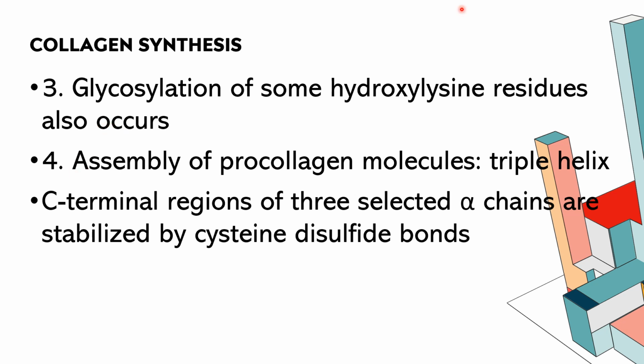Then you have the assembly of procollagen molecules into a triple helix. The carboxy terminal regions of your three selected alpha chains are stabilized by cysteine disulfide bonds. Once the selected alpha chains are stabilized by cysteine disulfide bonds, these will align the three polypeptides and facilitate their central domains folding as a triple helix. With that, there is the production of your triple helix.